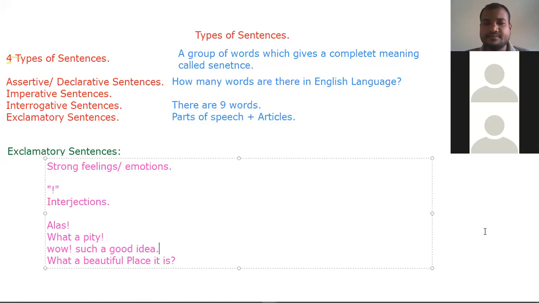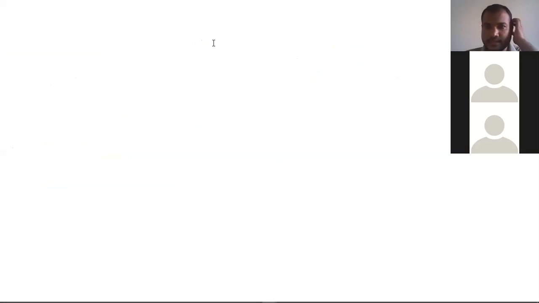Is it clear? Yes or no? Yes, sir. Right. So now what we are going to do is practice how to change a sentence from one type to another type.